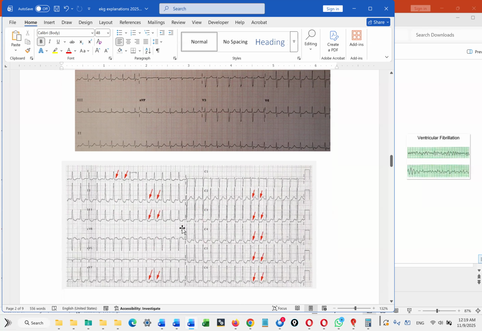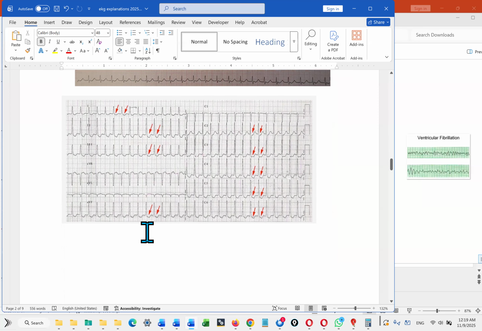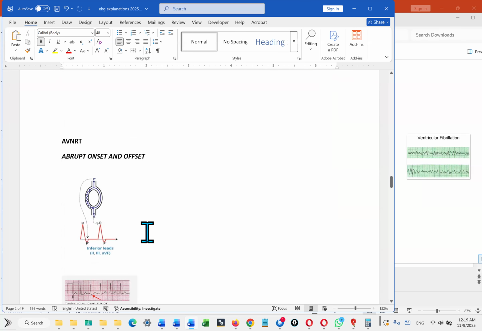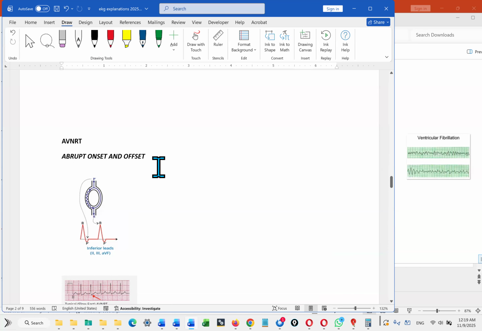And here is another example. Again, this is a junctional tachycardia. The P wave is actually appearing after the QRS complex. It's kind of hard to see, but it's there. It's a little tiny notch there. Okay, and then AVNRT. The main thing to remember about AVNRT is abrupt onset and offset.